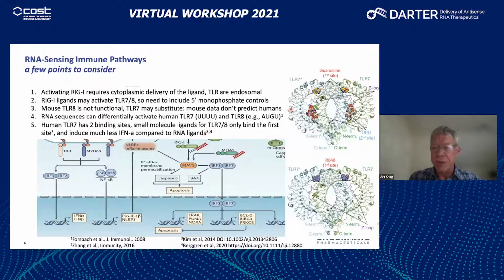This just shows the molecular structure of the TLR7, and TLR8 is very similar, where you can have RNA sequences, especially poly-Us, binding to the TLR7 at both of the two sites, but R848 just binding to the one site.